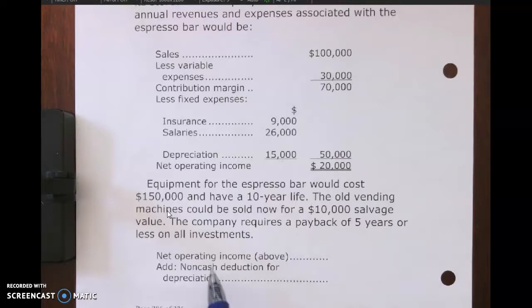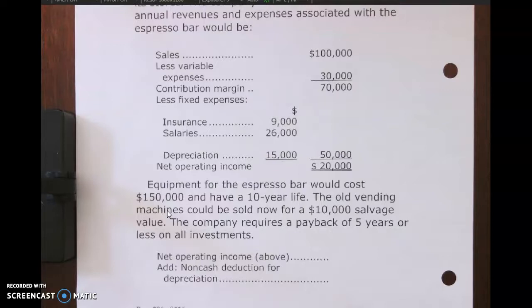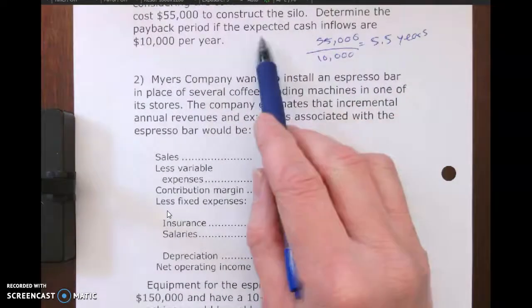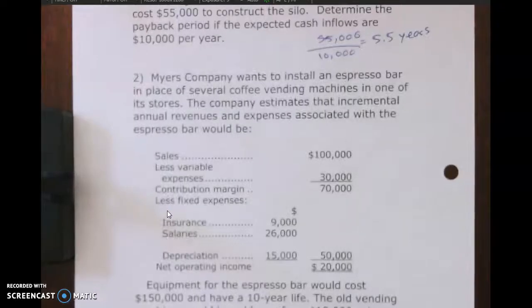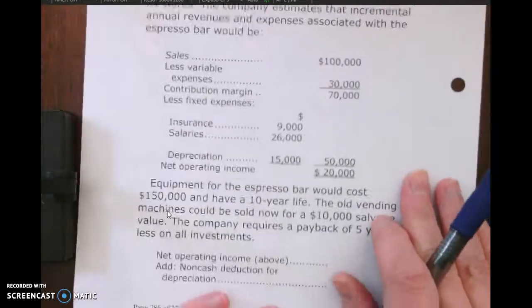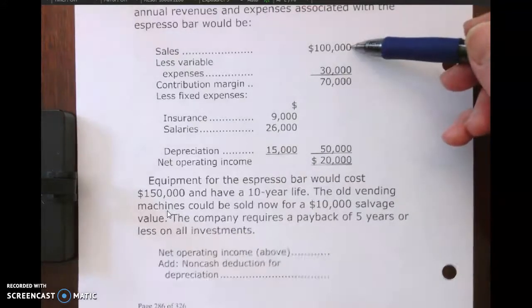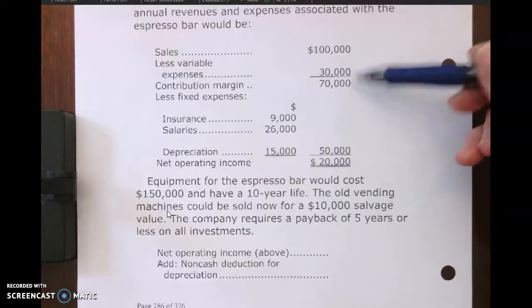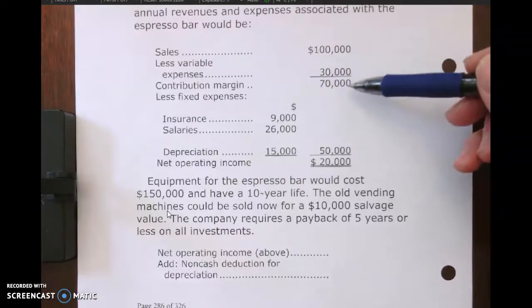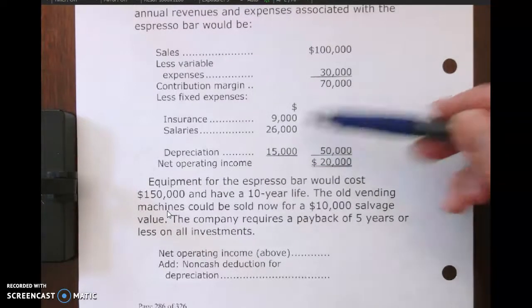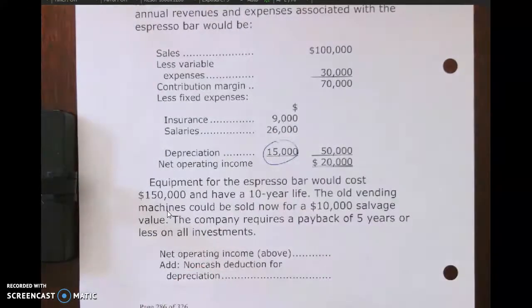All right. So if we look over here, the first thing that we have to do in this problem is figure out our expected cash inflows. Up above, I gave that to you at $10,000 a year. In this situation, we need to figure out what our expected cash inflows will be. Now, we can assume this is all cash inflow and cash outflow: contribution margin, our sales minus our variable expenses, gives us our net cash inflow, and then we're paying cash for insurance, cash for salaries. That's what we can assume here. Depreciation is something we need to think about, though.